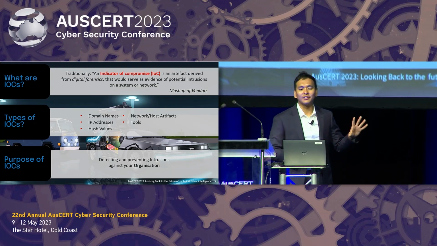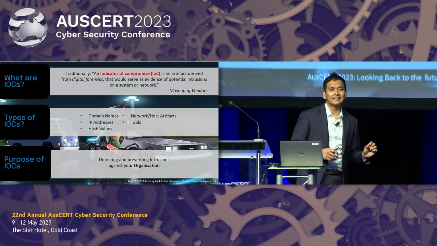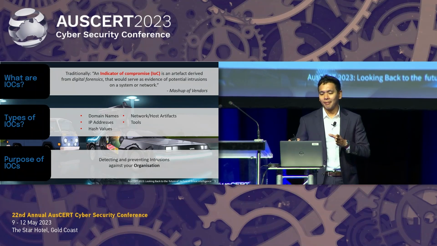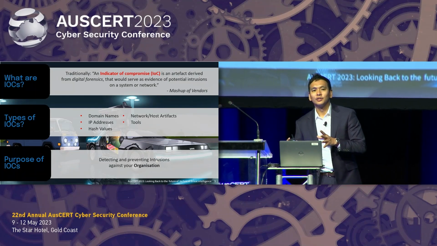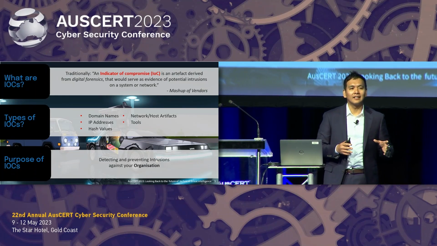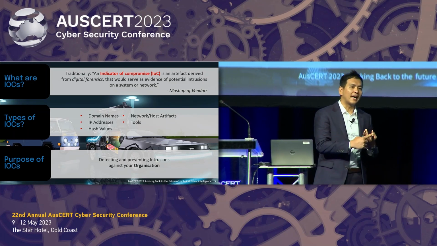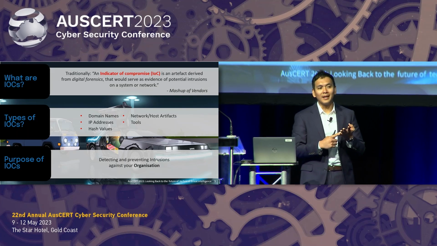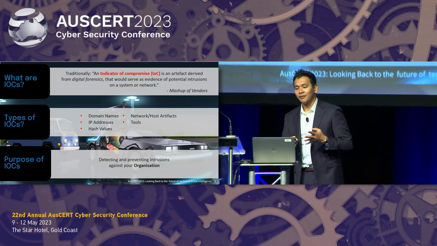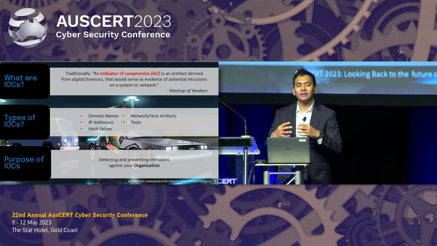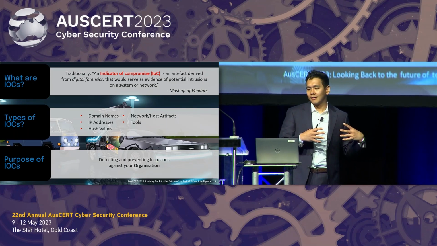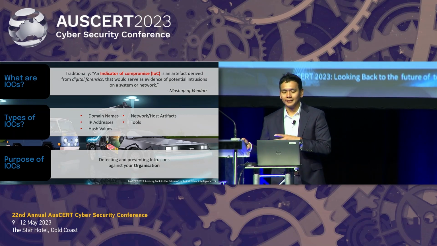It's an artifact derived from digital forensics. And that kind of tells us that an IOC should have some sort of context in when it was bad, where it was bad, how it was bad, and who made it bad. So that's the contextual elements through digital forensics that help define what an IOC is.